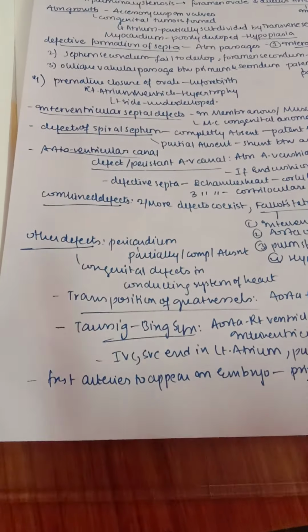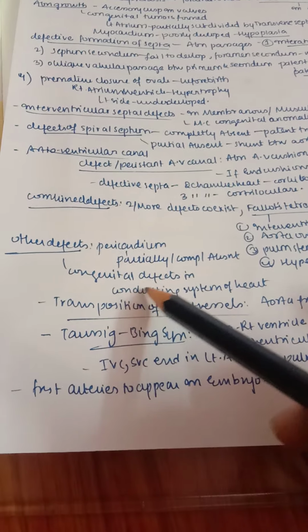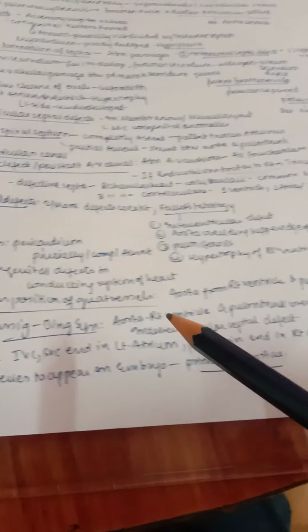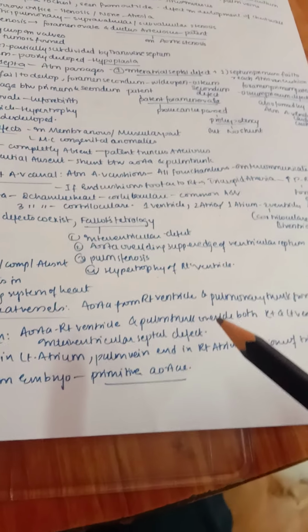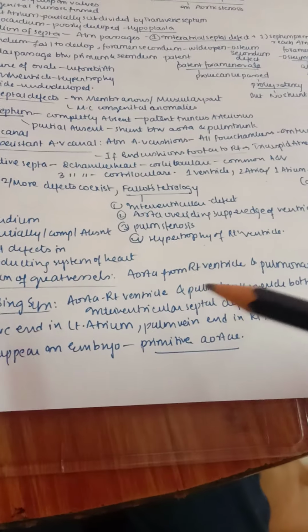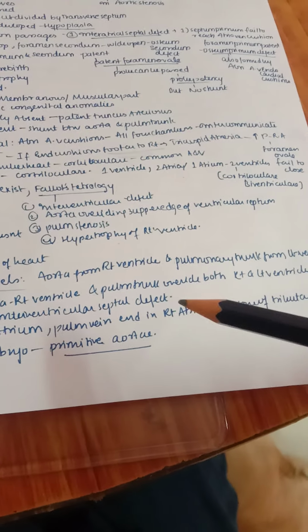And other defects are like pericardium may be partially or completely absent, there may be congenital defects in the conducting system of heart, or transposition of great vessels like aorta arising from the right ventricle and pulmonary trunk arising from the left ventricle. And there may be Taussig-Bing syndrome, like aorta is towards the right ventricle and pulmonary trunk overrides both the right and left ventricle.